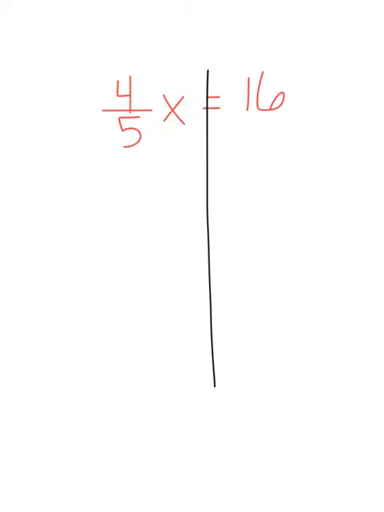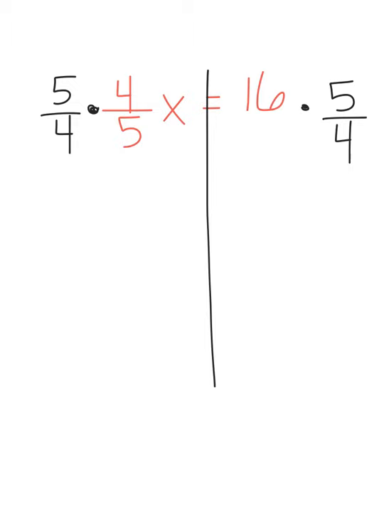Example 5 is 4/5 times x equals 16. Make sure that line gets drawn. And because we have a fraction next to our variable, our goal is to get the x by itself and make it 1. And so this is where it would be a good time if we multiplied by the reciprocal so that x is 1. So if I multiply, and remember, whatever we do to one side of our equation, we need to do to the other.